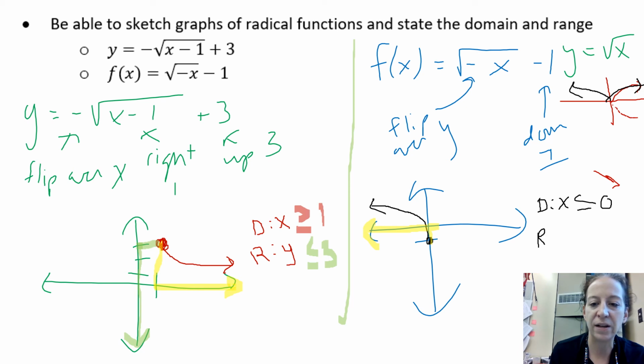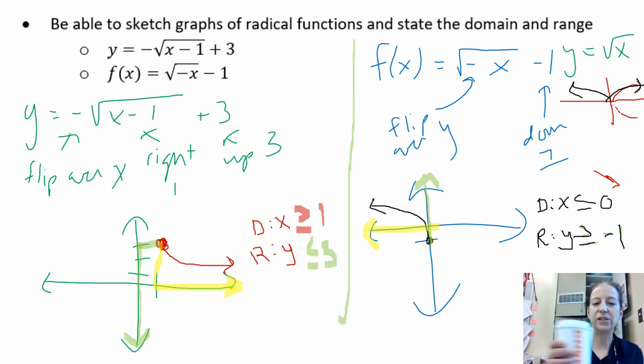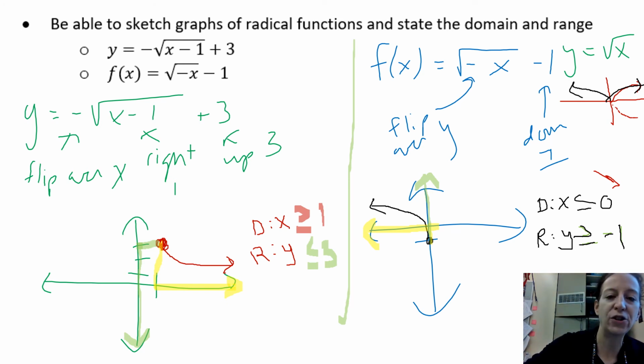And then remember that your range is your y values. And your y values are starting at -1 and going upward, which means that y is greater than or equal to -1. Sorry, I meant to change the color there. I thought I clicked on it, but here we go. There we go. All right. You do get partial credit for that, so you do get some partial credit on that domain and that range.